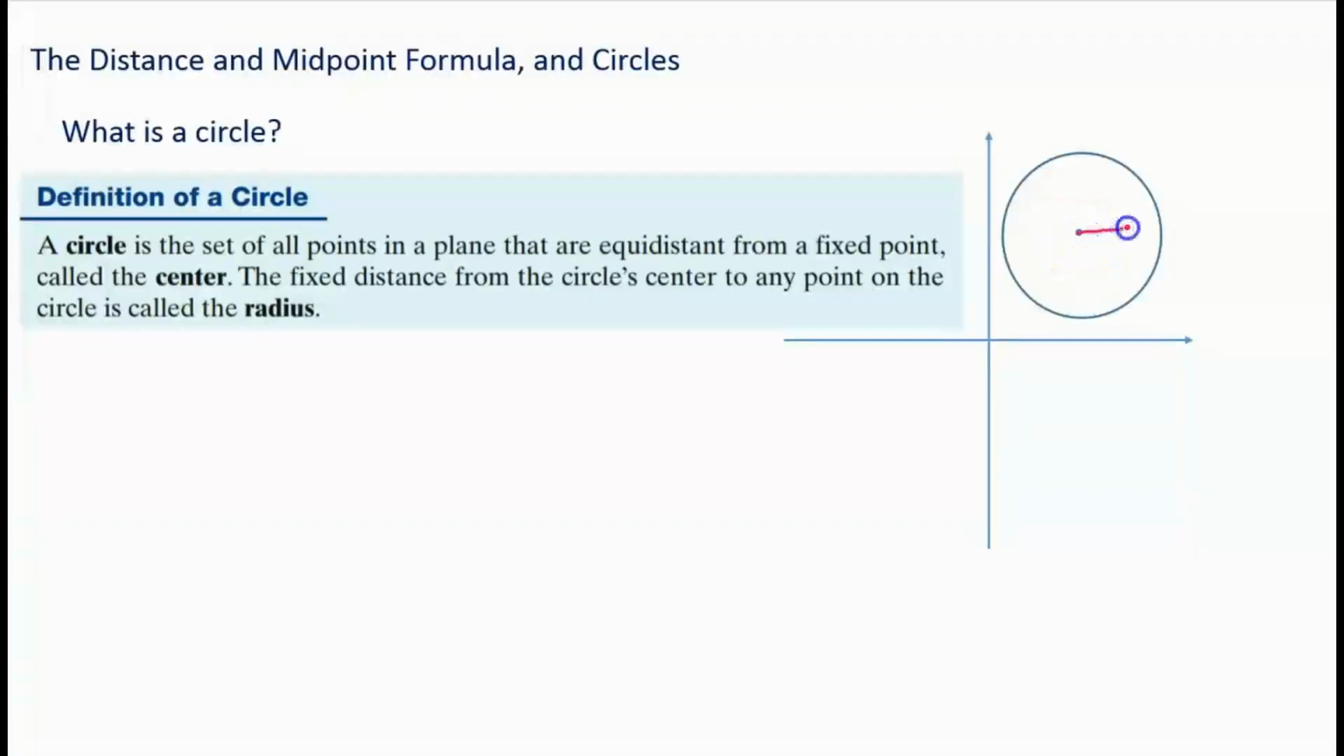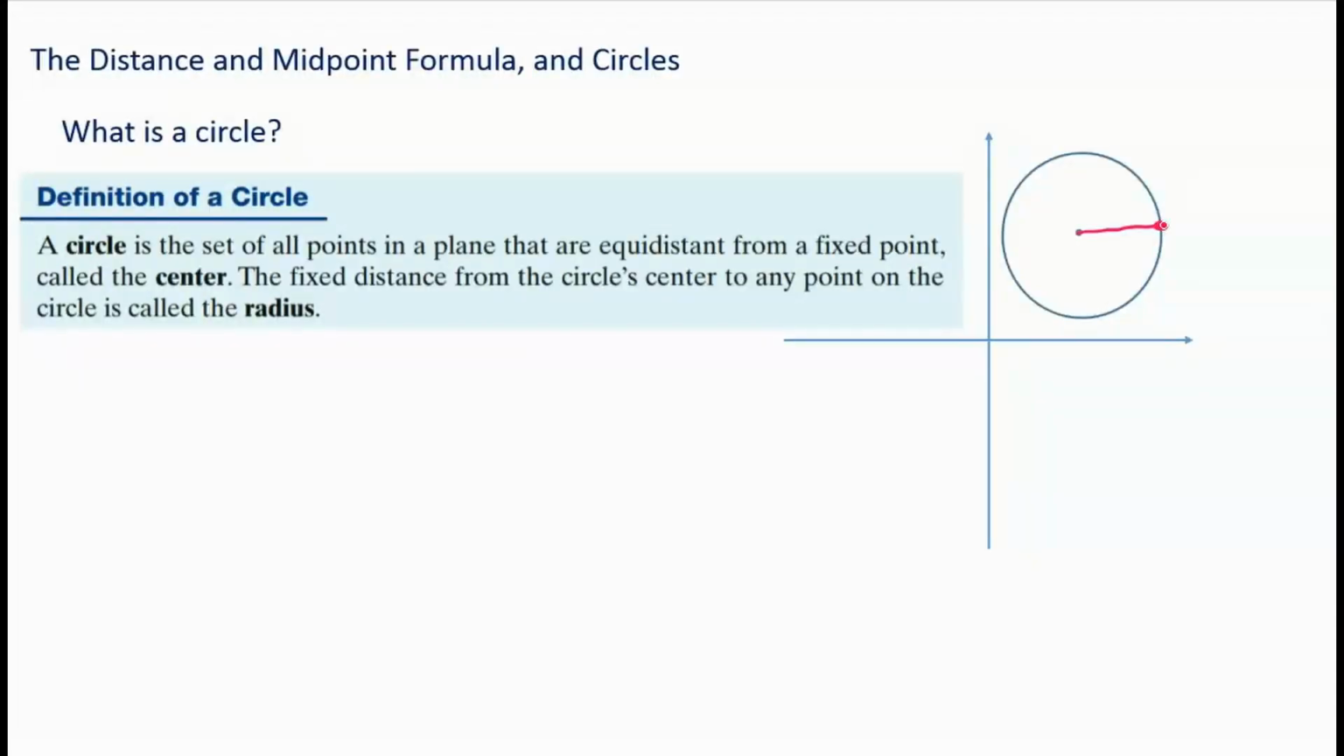You'll notice that they added a little more to the definition: a circle is the set of all points in a plane that are equidistant from a fixed point. What if you did that in space? What if you found all of the points that are equidistant from a center point in space? Well, that would create a sphere. That would give you a 3-dimensional circle, which we call a sphere. But in a plane, with just an XY axis, that's going to give you a circle. So we're going to use that idea to build the equation of a circle.